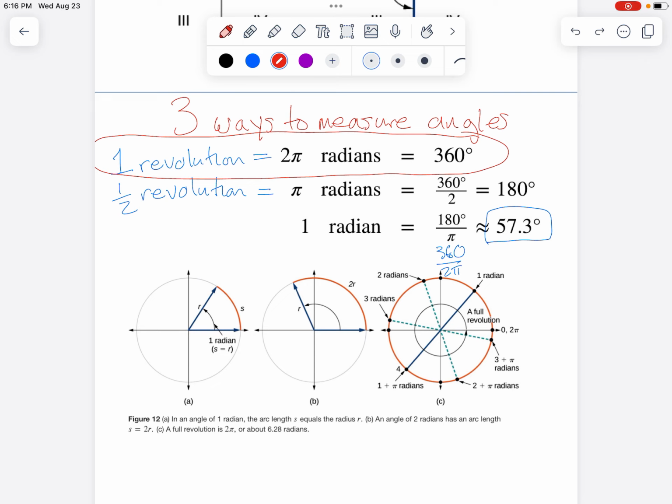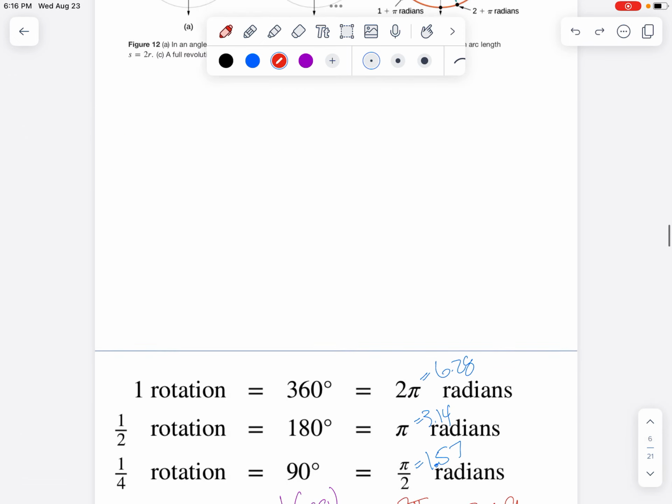And so then you can do these parts of a revolution. Half a revolution is half of 2 pi, which is just pi radians, half of 360, which is 180. And it turns out if you want to simplify and solve for 1 radian, that's 180 over pi, or 360 over 2 pi, which is about 57 degrees. So 1 radian is about 57 degrees, which is a nice conversion factor if you want to know that.